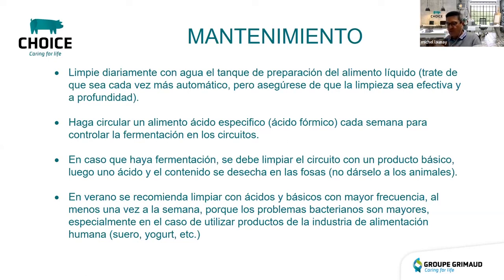About food acid, we think about organic acid like formic acid or something like this. In case you have fermentation drift in the pipes, the main solution is to clean all the pipes, and for this we recommend cleaning with a base product and then circulating an acid, and all the contents will be disposed of in the pits.